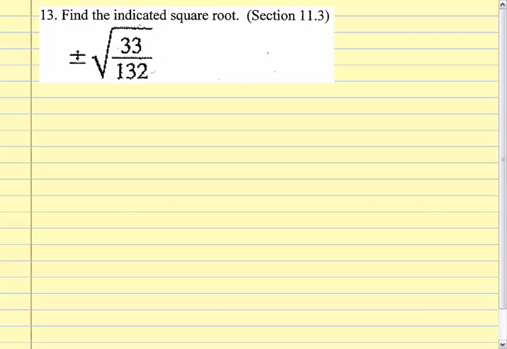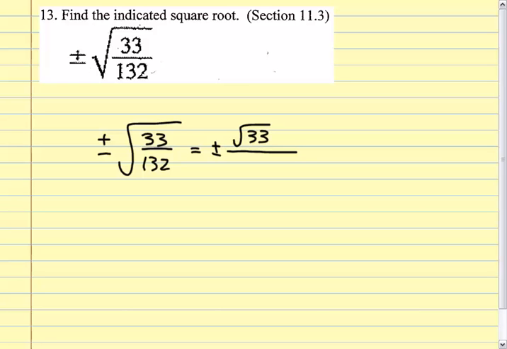Okay, so I see that 132 is 4 times 33. They want us to simplify the square root of this fraction, 33 over 132. So now how do I want to rewrite this? Plus or minus square root 33 over square root 132. All right, now I like that. We break that apart and deal with each one individually. I guess prime factorization.